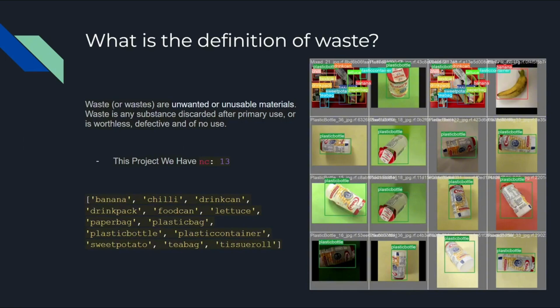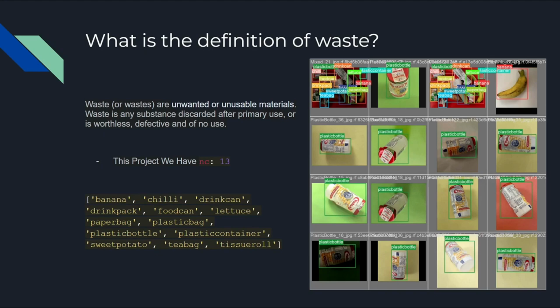So guys, now let me tell you what waste is. Waste detection. Waste is unwanted or unusual material. Waste is any substance discarded after primary use, or is worthless, defective and of no use. Let's say the things you don't use, which are unusual materials, we call them waste.